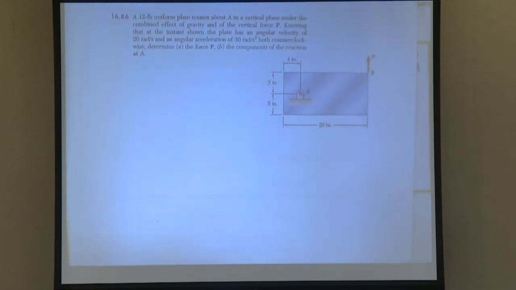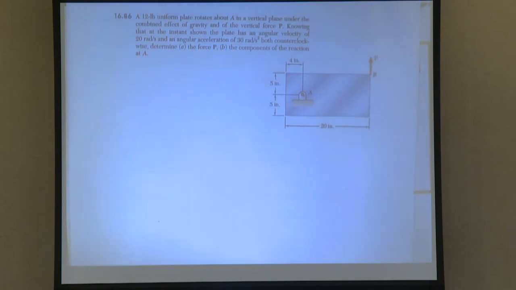So this says a 12-pound uniform plate rotates about A in a vertical plane under the combined effects of gravity and of the vertical force P. Knowing that at the instant shown, the plate has an angular velocity of 20 radians per second and an angular acceleration of 30 radians per second squared, both counterclockwise, find the force P and find the components of reaction. As soon as you see a problem say find the components of reaction, I really hope that you think, oh, I have to use chapter 16 material. So free body diagram, kinetic diagram. After that, your equations of motion, solve the system.